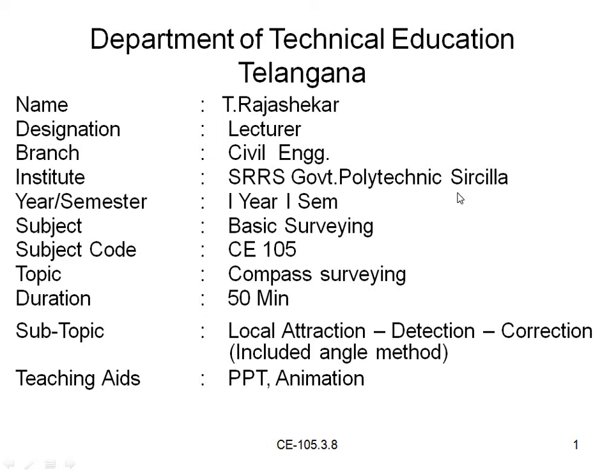First year, first semester, I am going to teach the subject of Basic Surveying. The subject code is CE105 and the chapter name is Compass Survey. So today we are going to see the topics on local attraction, detection, correction, and the included angle method.